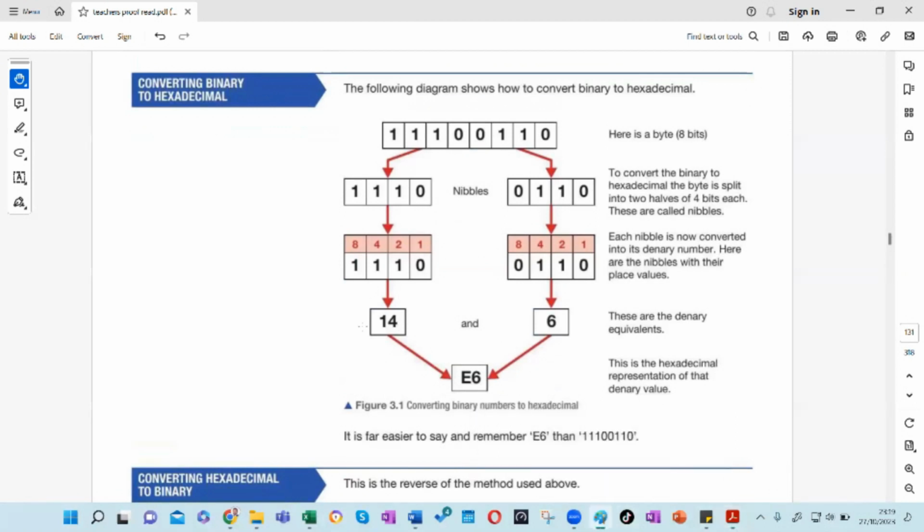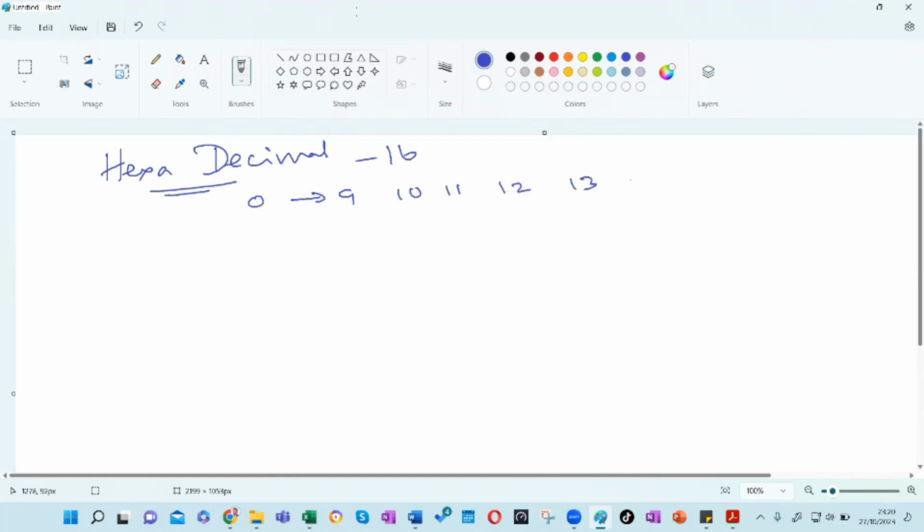Those who did the lesson today, can you tell me in hexadecimal how many numbers are there? 0 to 15, 16 numbers. So those who didn't do it today, the other group, listen very carefully. We are talking about a number system called hexadecimal. Hexa means 6, decimal means 10. So this is base 16. In base 16, we have numbers 0 to 9, the normal denary numbers. And after that, we have 10, 11, 12, 13, 14, 15, not 16.